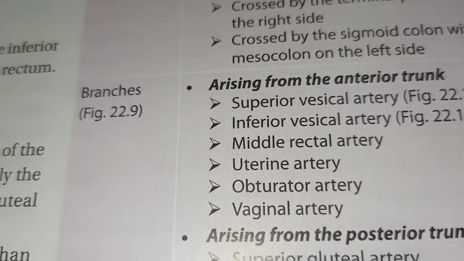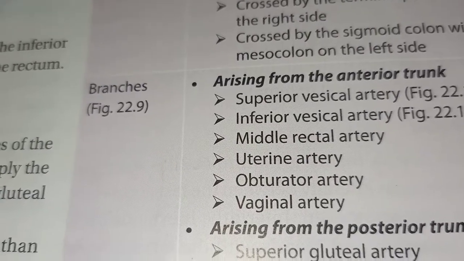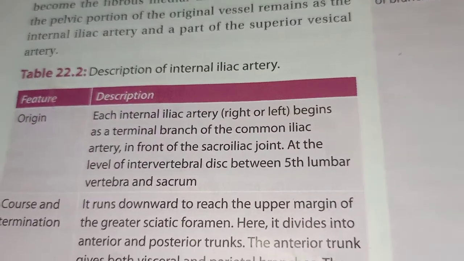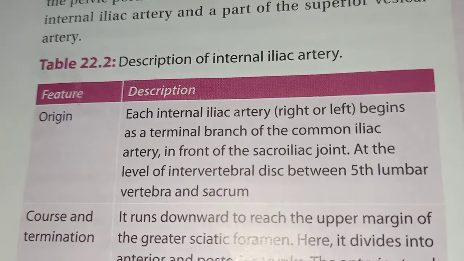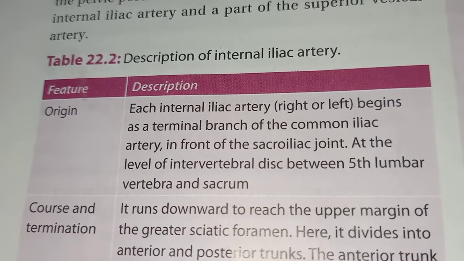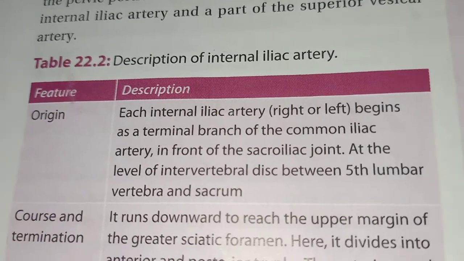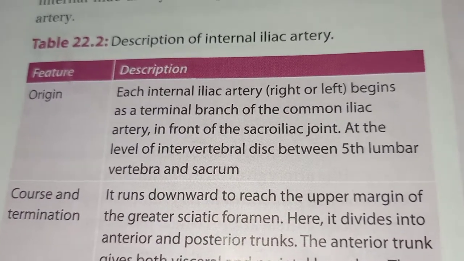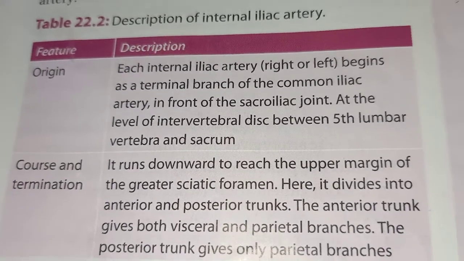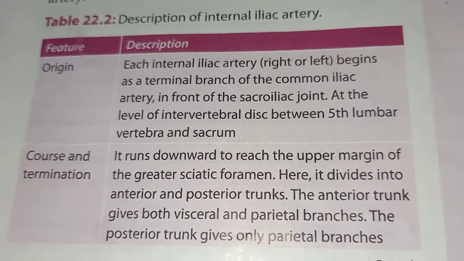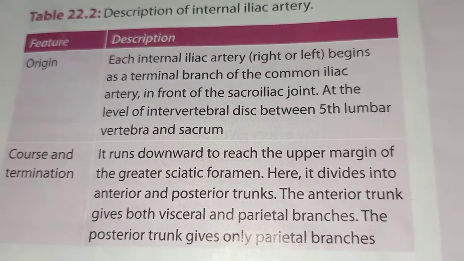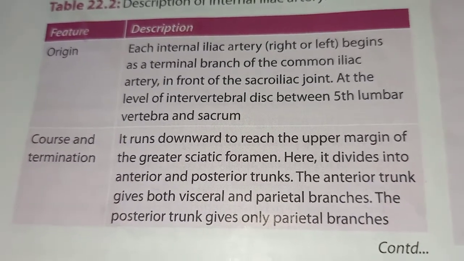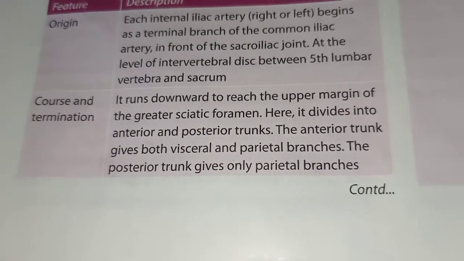Now in this video we'll talk about the detailing of each and every branch which is arising from the internal iliac artery. If you remember, the internal iliac begins as the terminal branch of the common iliac in front of the SI joint at the level of the fifth lumbar vertebra and sacrum. Then it runs down and reaches the greater sciatic foramen, where it divides into anterior and posterior trunk.